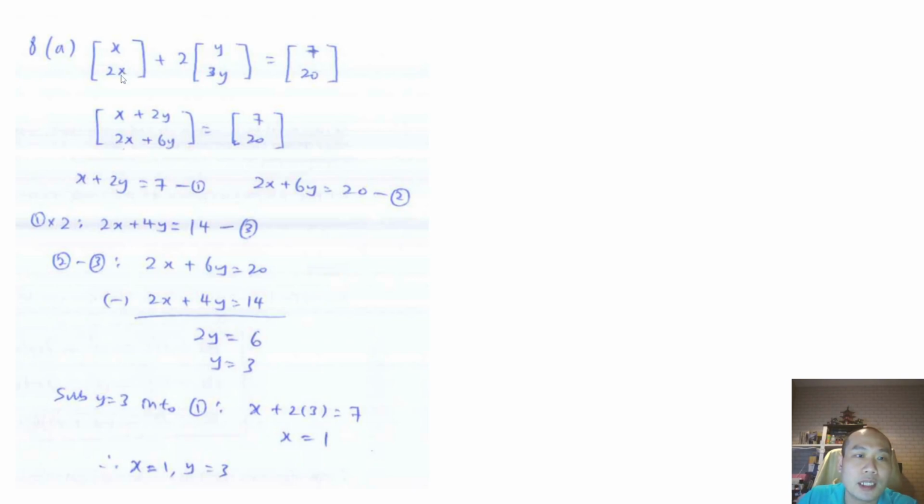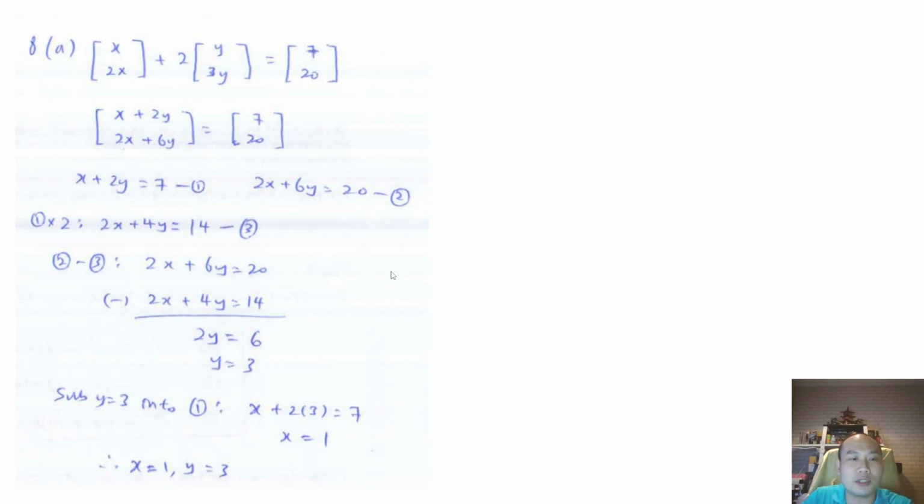So 2x over here, so x plus 2y equals 7. So x plus 2y equals 7 over here, and 2x plus 6y equals 20. We can write it this way. Then we can compare the top value to the top value, bottom value to bottom value. Write it out: equation 1, equation 2.